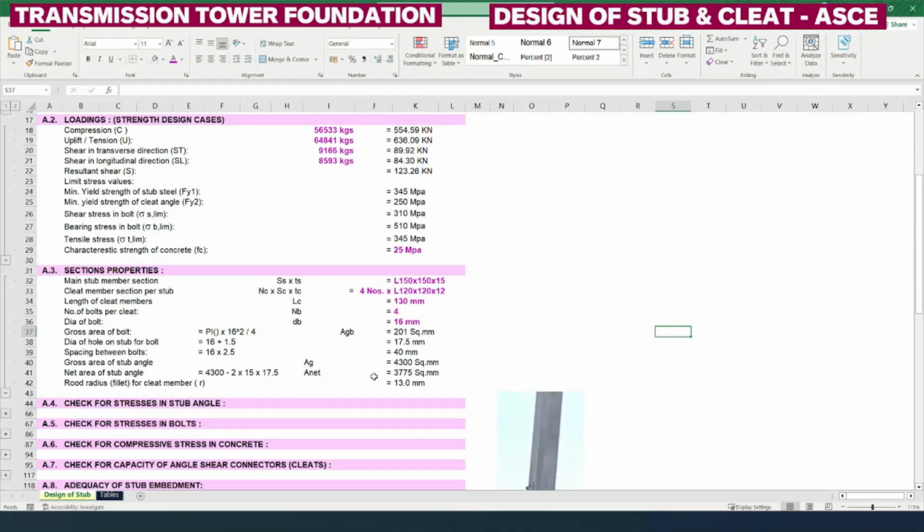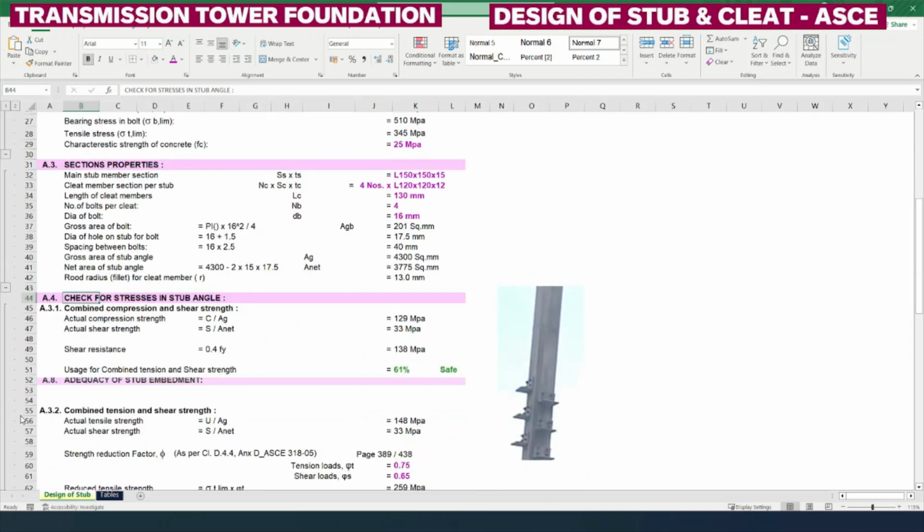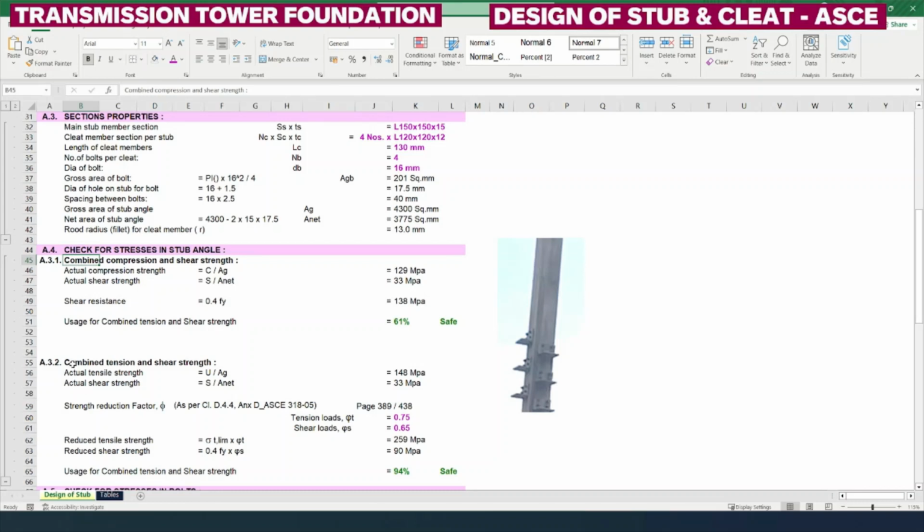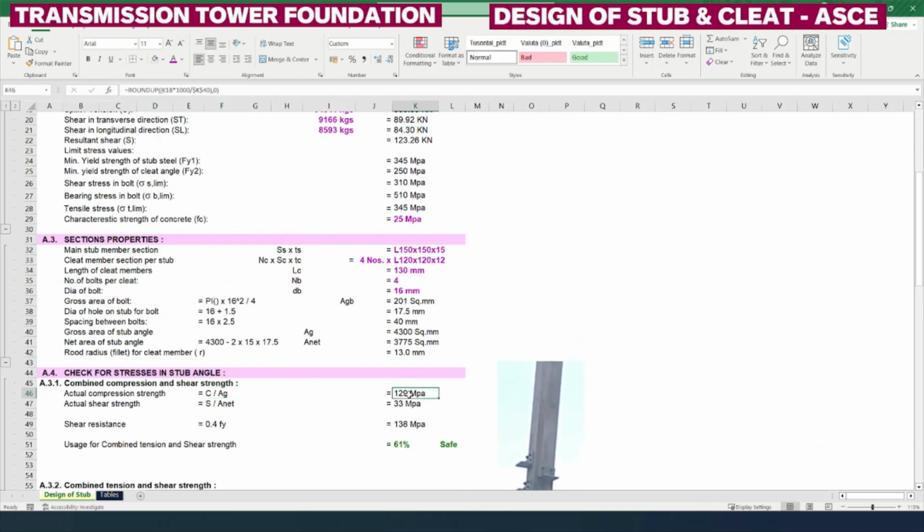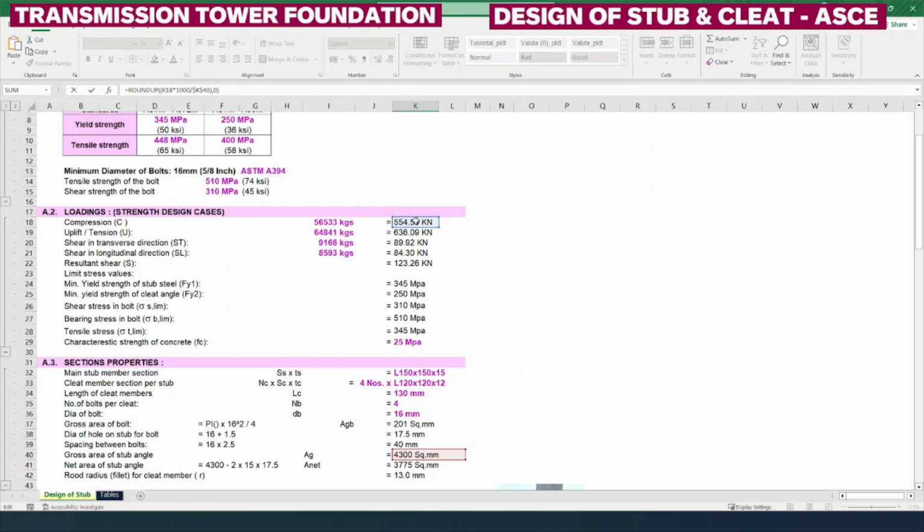Then the next step in the design of the stub and angle is the check for stress in the stub angle. There are two types of check to be done for the stub angle. One is combined compression and shear strength. Another one is combined tension and shear strength. In that, the actual compression strength is C divided by AG. C is the compressive force which we calculated in the structure modeling.